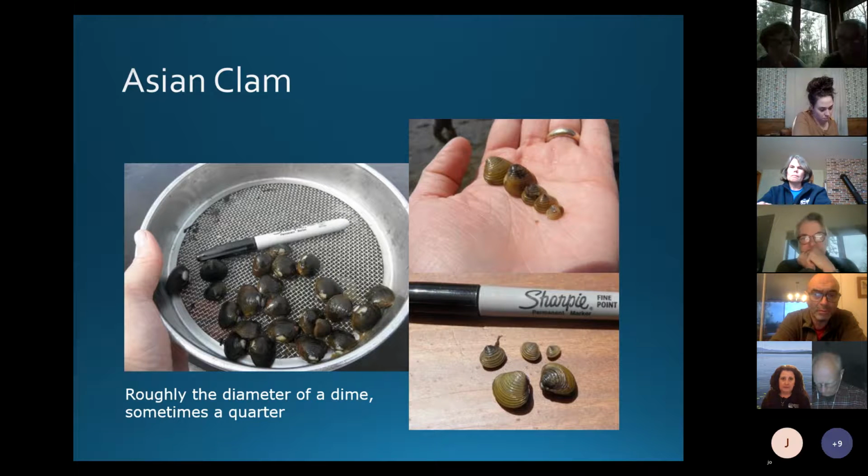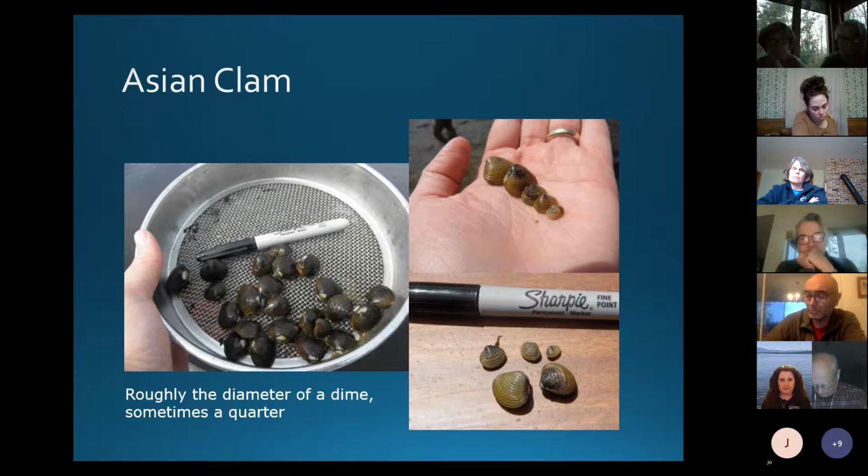Asian clam is a hermaphrodite. So it has a male and female portion in the individual clam. So it doesn't need another clam. So one clam introduced into a water body can create a population all by itself. So that's why they're so tricky.